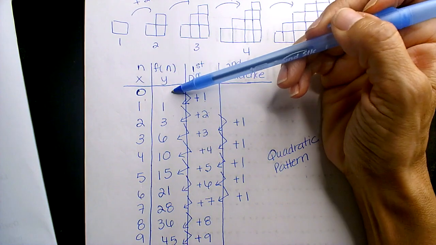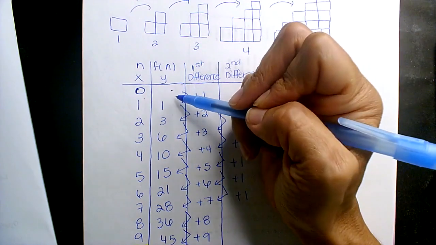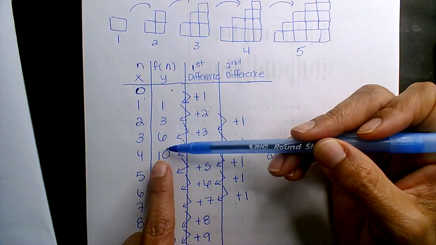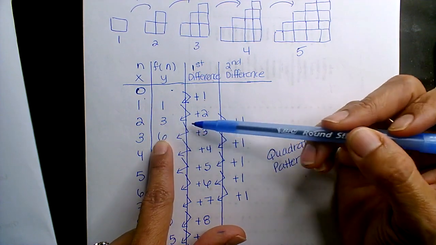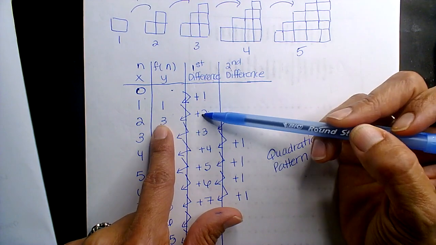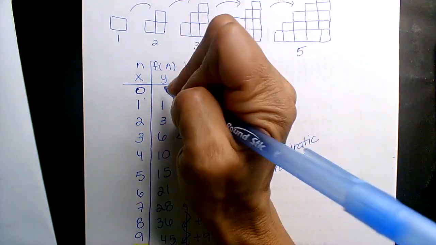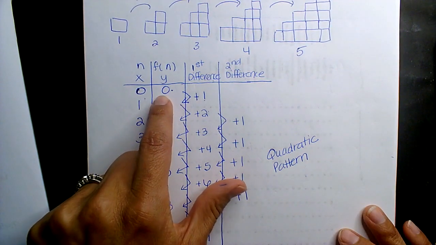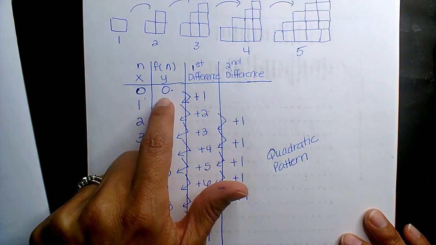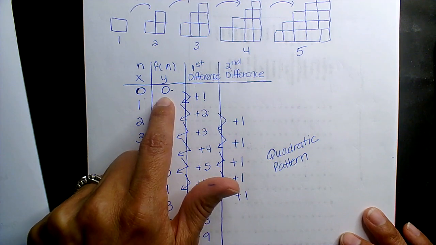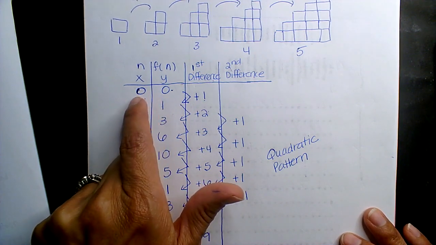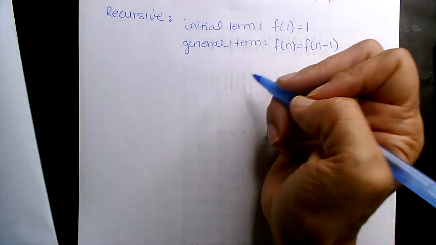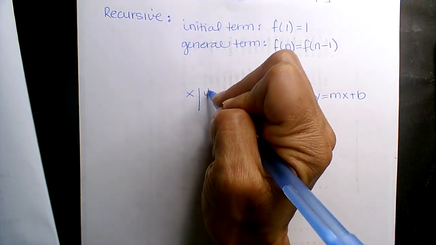And so what would this number be? 0, because look at it. What's 15 minus 5? 10. What's 10 minus 4? 6. What's 6 minus 3? 3. What's 3 minus 2? 1. What's 1 minus 1? 0. Okay, so you have to get the 0th term because you need that number, because that is your y-intercept. When x is 0, what's y? 0.